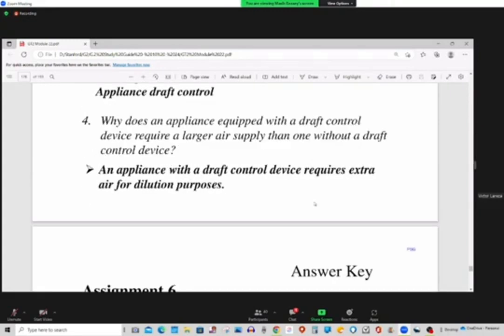Okay, number 4, why does an appliance equipped with a draft control device require a larger air supply than one without a draft control device? Because an appliance with a draft control device requires extra air for dilution purposes. What's dilution air? Dilution air is what pushes the flue gases out, the exhaust out. Thank you, sir. So with draft control, natural draft, it needs dilution air, but fan assisted appliances don't need it.